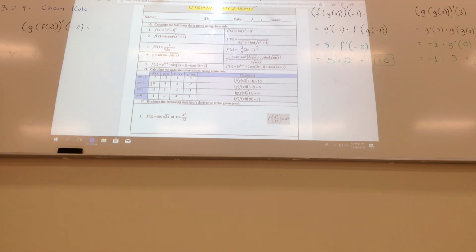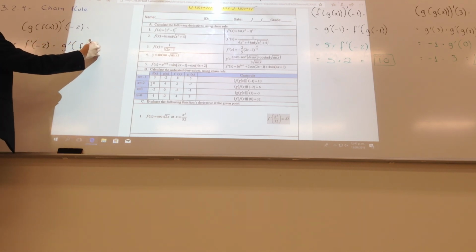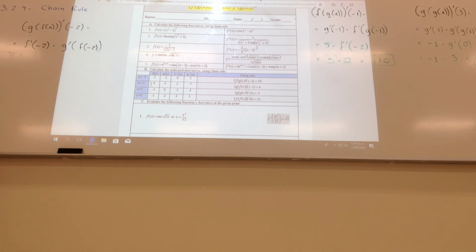Fine. Let's try number 2. Well, the second row. And with that we finish. Remember, you have this. Apply the formula so you don't get lost with everything. Apply it. Write it down. So it's going to be f prime of minus 2 times g prime of f of minus 2. Right? Yes.